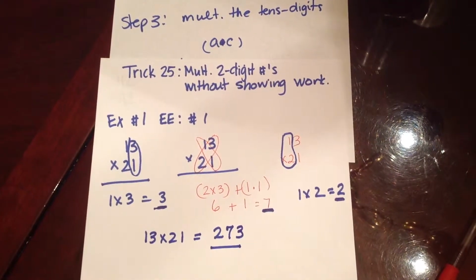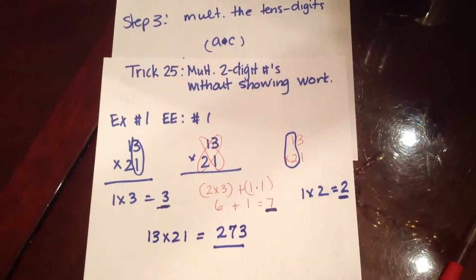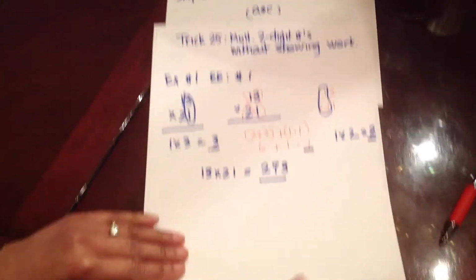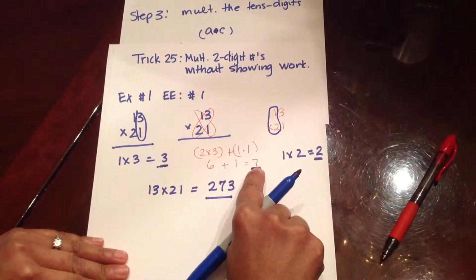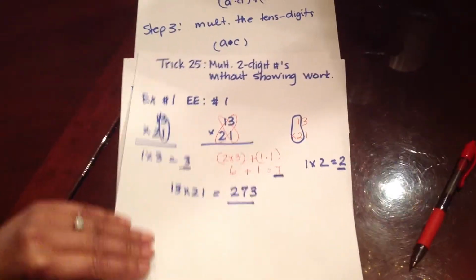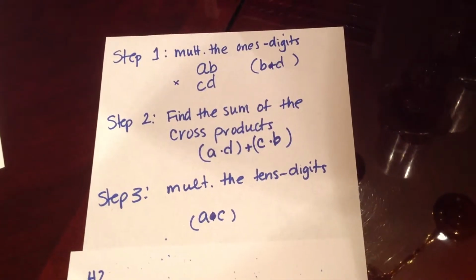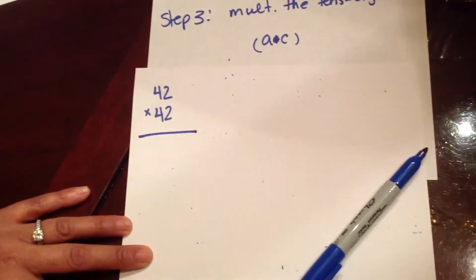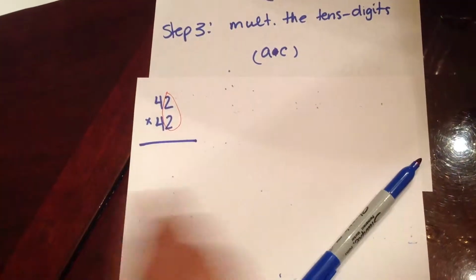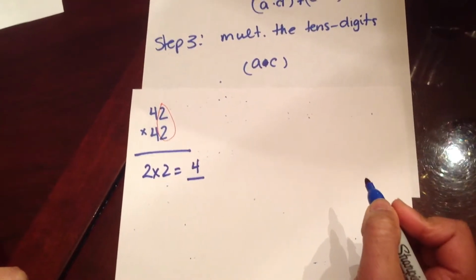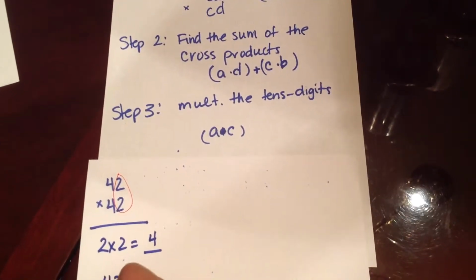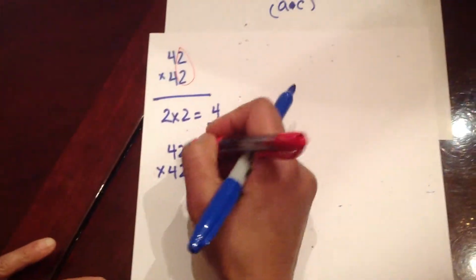Now, the next example is a little bit more challenging just because when you add the sum of this, it will be greater than 9, so you're going to have to carry. So the next example will be 42 times 42. So once again, I'm going to look at the step and I'm going to multiply the ones digit. So 2 times 2 will be 4. And we need that digit. Then we're going to cross multiply and then add the cross products.